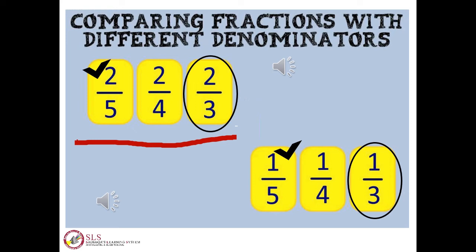According to the rule of unlike fractions, 2 by 3 is the greatest fraction and it is encircled, and 2 by 5 is the smallest fraction and there is a tick on the smallest fraction.